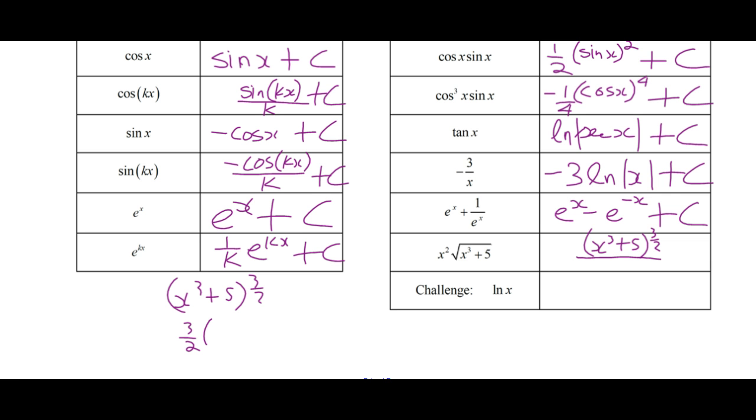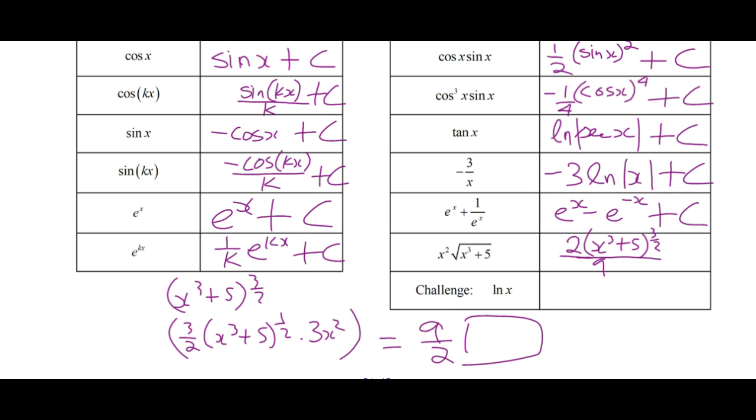It's going to be 3/2 times x cubed plus 5 to the 1/2 times 3x squared. So up top I've got 9, and on the bottom I've got 2. So let's get rid of the 9 and the 2, right? Up top I had 9, which means I need a 9 on the bottom to cancel it. And on the bottom I've got a 2, which means I need a 2 up top to cancel it. So basically, you take this and say, well, 9/2, so let's multiply by 2/9.